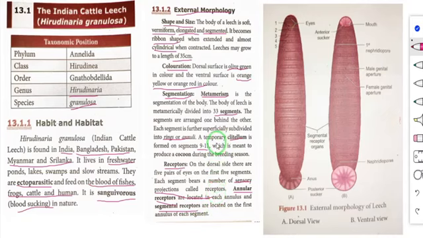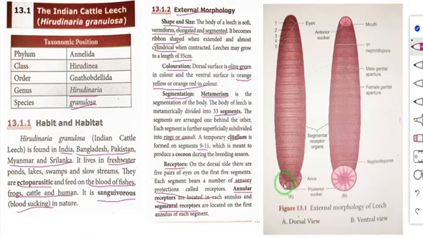Clear, children? So next one is suckers. A leech has 2 suckers. What are the 2 suckers? The posterior sucker and the anterior sucker. This is the posterior sucker and this is the anterior sucker. This is a dorsal view. This is a ventral view. The posterior sucker is present in this area, and the anterior sucker is present in the top region.